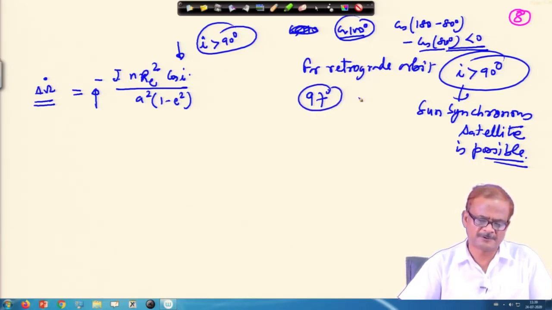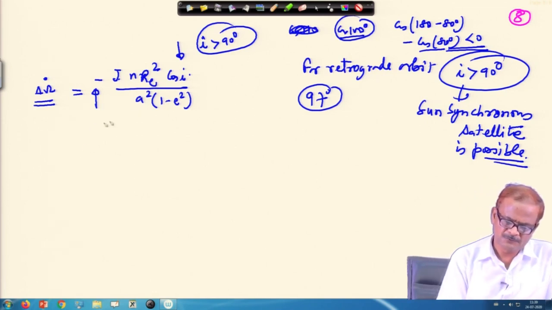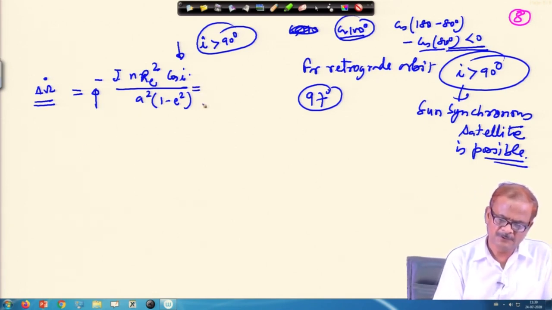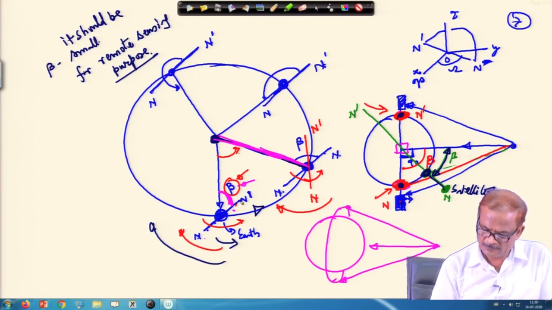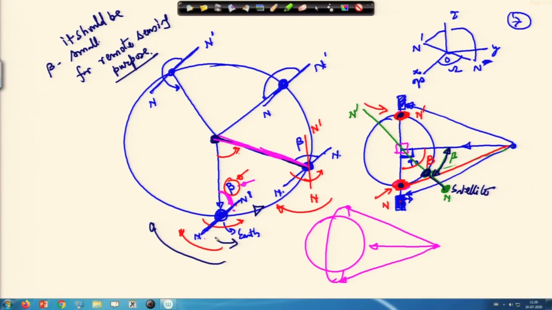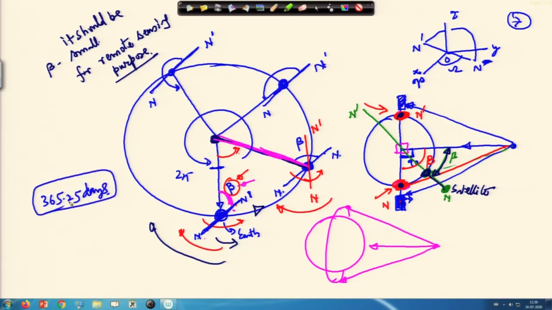So all these are retrograde orbits, and to do this, this nodal line should also progress at the same rate as the line joining the earth and the sun is sweeping. So this line will sweep through 2 pi in 365.25 days. This is the period of the earth around the sun.